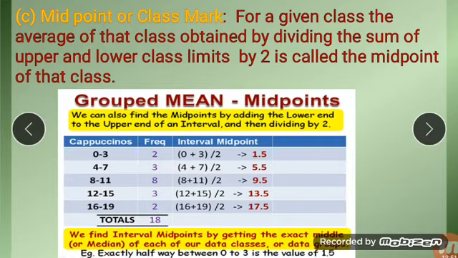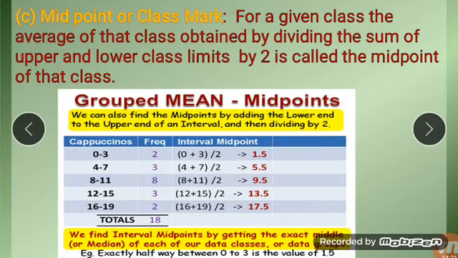Here we have another concept known as midpoint or class mark. For a given class, the average obtained by dividing the sum of the upper and lower class limits by 2 is called the midpoint of that class. Here we have the lower class limit and here the upper class limit. If you want to find the midpoint, or class mark, we have to add the lower class limit with the upper class limit, and divide it by 2.